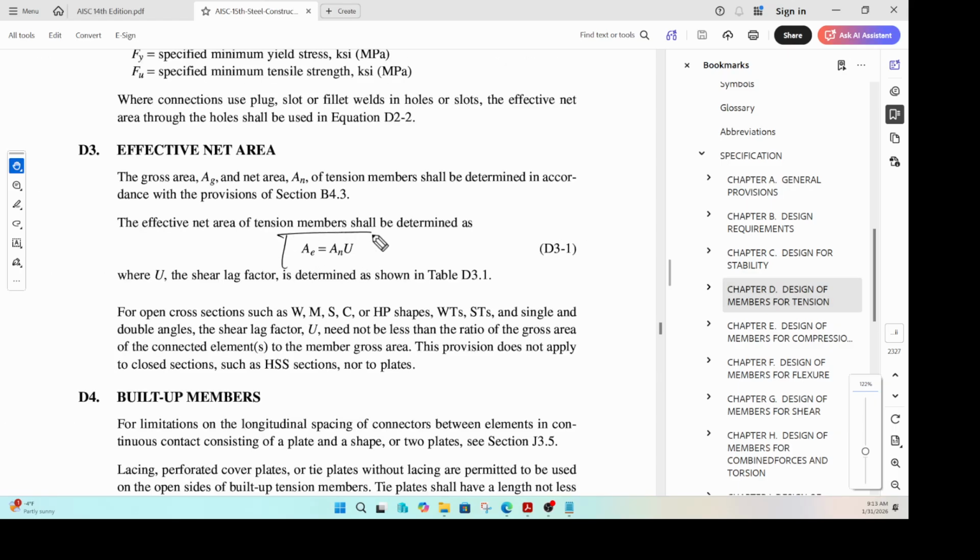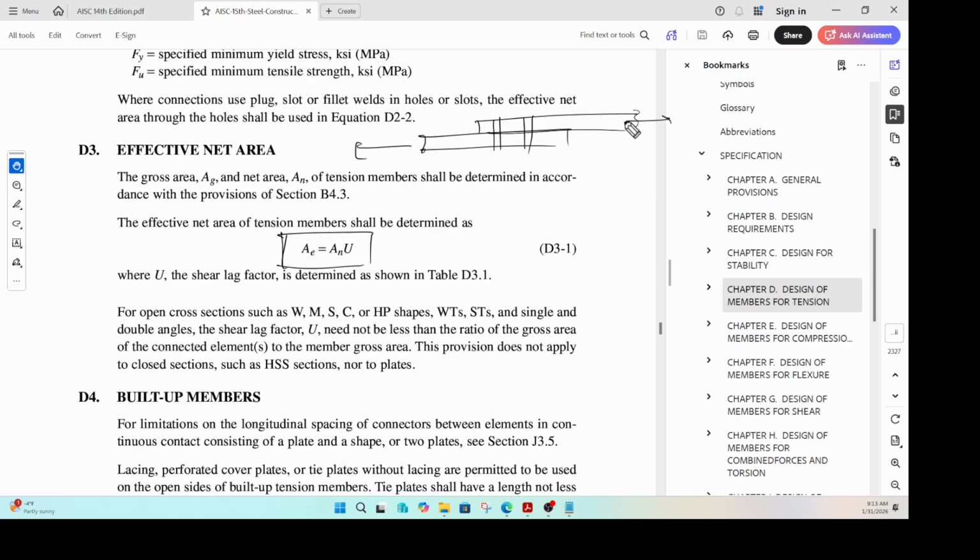Again, this is not a steel theory, so we will not get into what shear lag is and all that. But just assume, for example, that you have a plate like that and a plate like that, and they are connected like this, and this is a tension member, meaning there's a tension here.